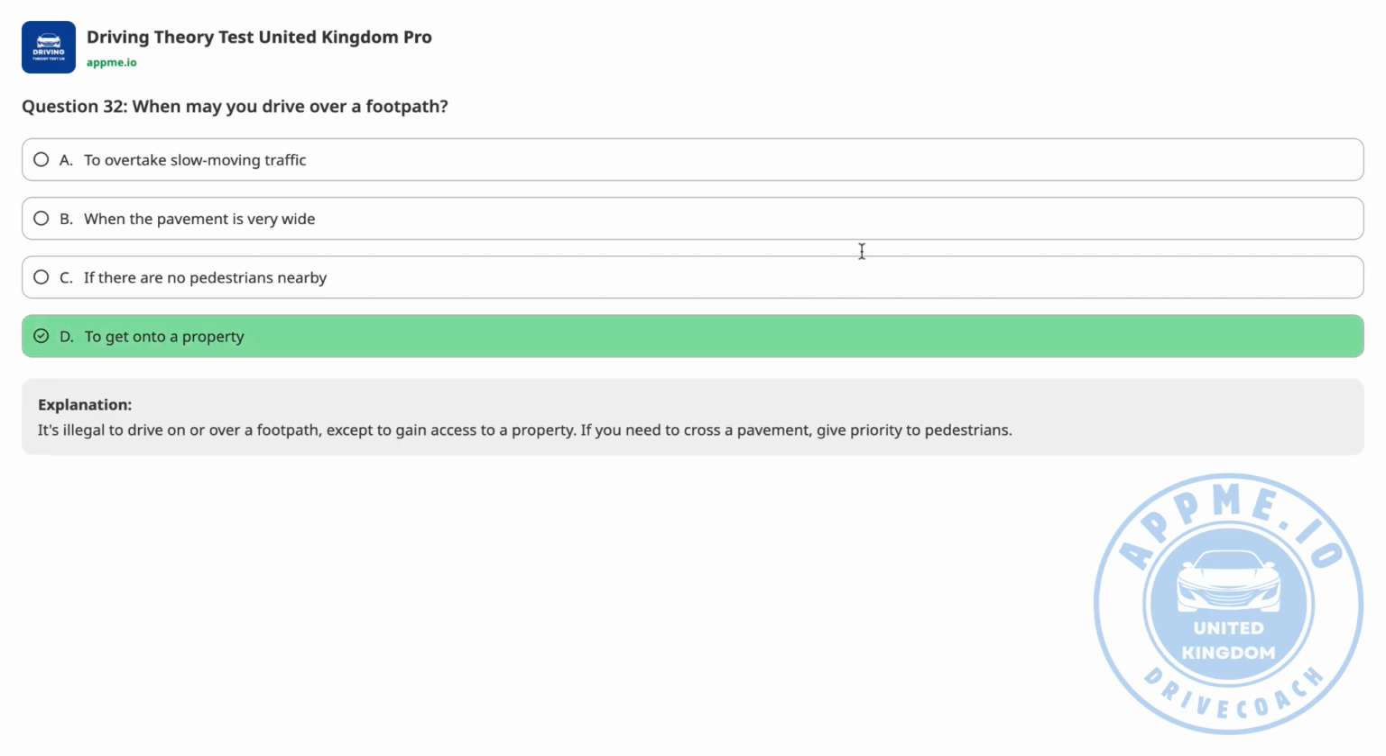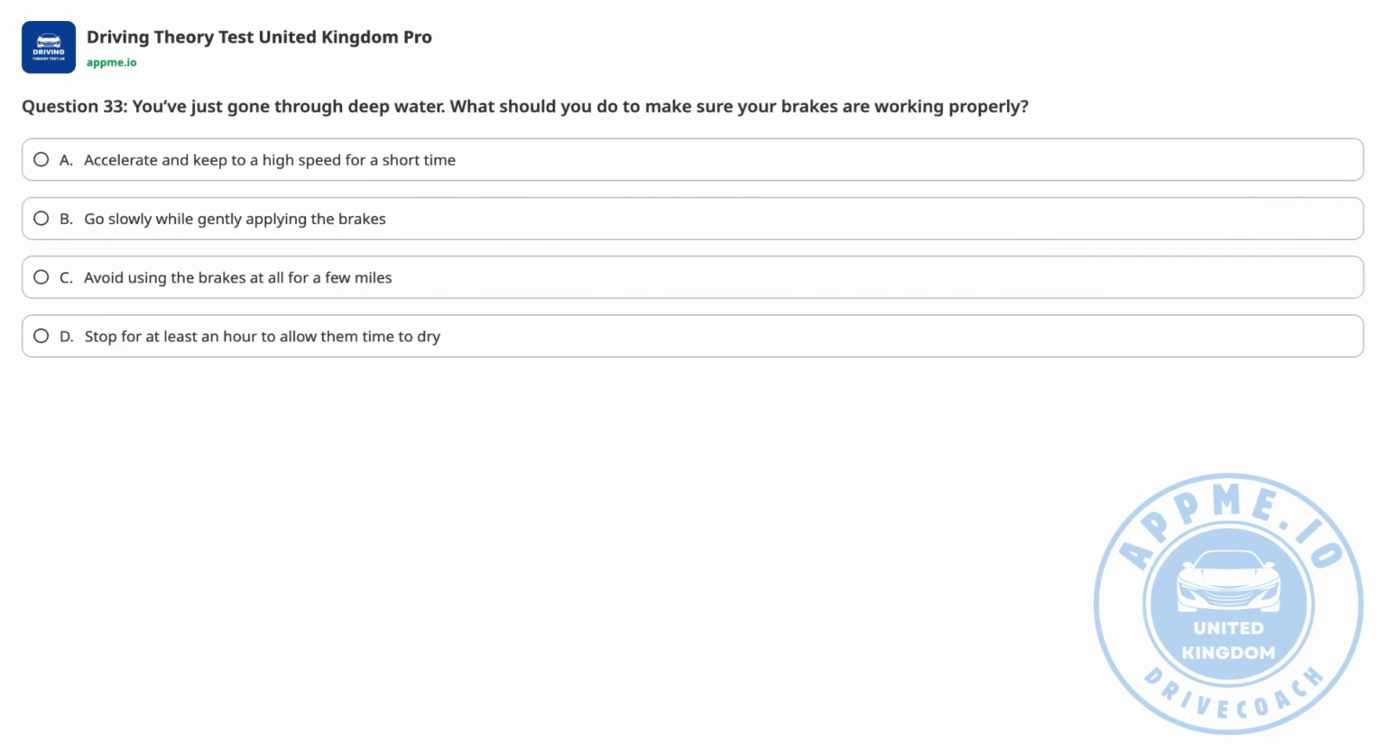The correct answer is D. Question 33. You've just gone through deep water. What should you do to make sure your brakes are working properly? A. Accelerate and keep to a high speed for a short time. B. Go slowly while gently applying the brakes. C. Avoid using the brakes at all for a few miles. D. Stop for at least an hour to allow them time to dry.